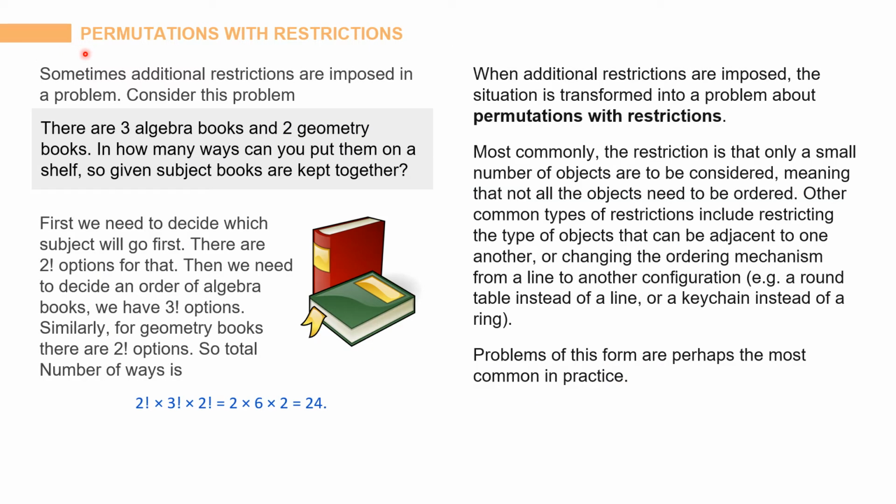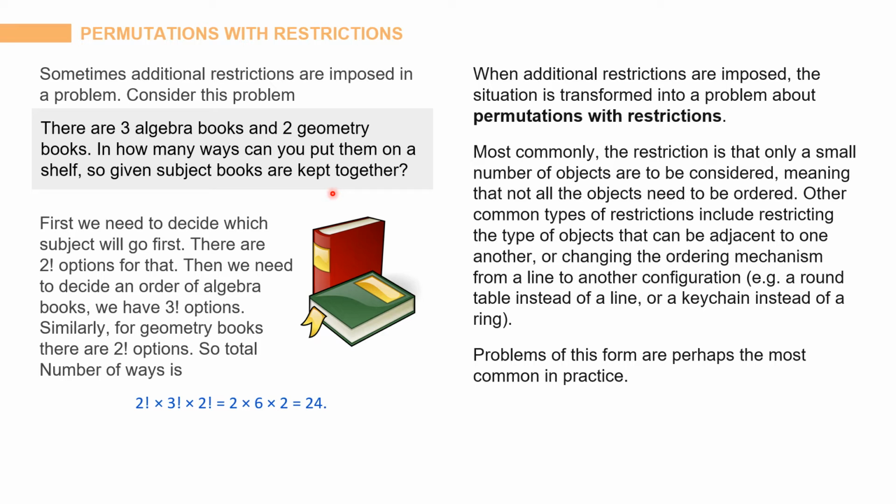Next, we'll talk about permutations with limitations or restrictions. So these limit the number of ways we're allowed to arrange the elements, so it's going to reduce the number of permutations. So consider the problem. There are 3 algebra books and 2 geometry books. In how many ways can you put them on a shelf, given that the subject books have to be kept together? So we have to keep the 3 algebra books adjacent to one another and the 2 geometry books adjacent to one another. We can't stick an algebra book between the 2 geometry books.